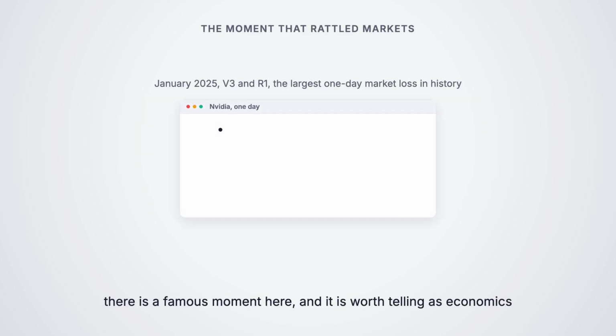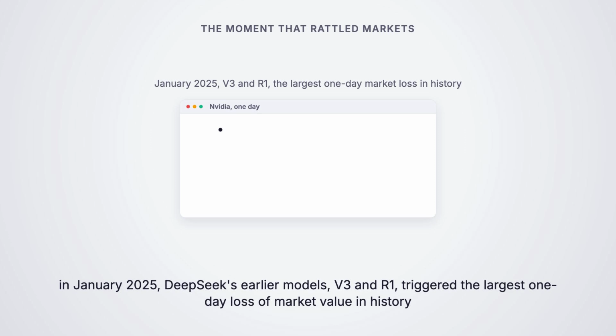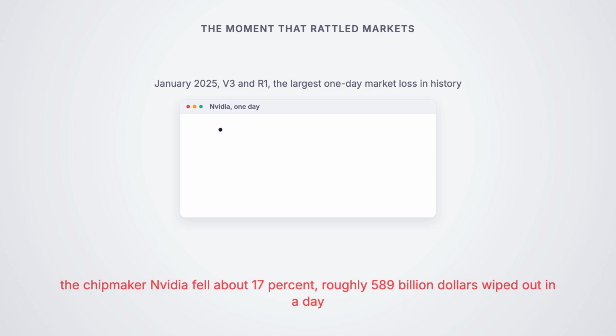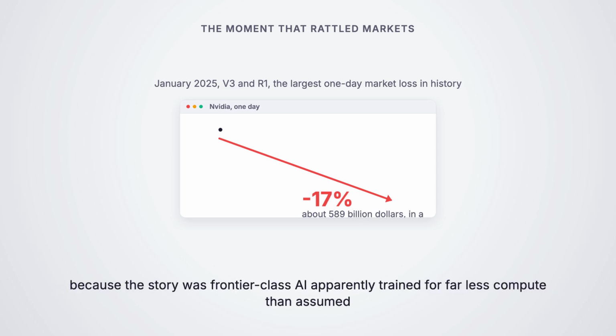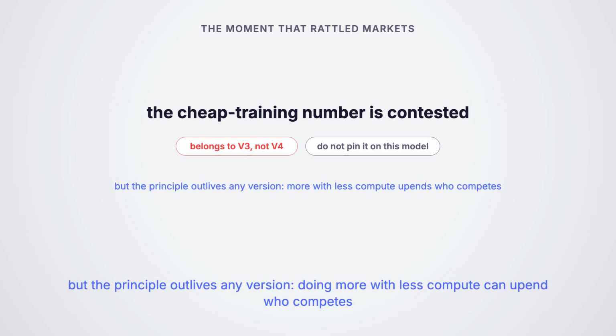There is a famous moment behind this lineage, and it is worth telling as economics, not as anything else. In January of 2025, DeepSeek's earlier models, V3 and R1, triggered what was then the largest one-day loss of market value in history. The chipmaker NVIDIA fell about 17%, roughly $589 billion wiped out in a day, because the story was frontier-class AI apparently trained for far less compute than assumed. That cheap training number is contested, and it belongs to V3, not V4, so do not pin it on this model.